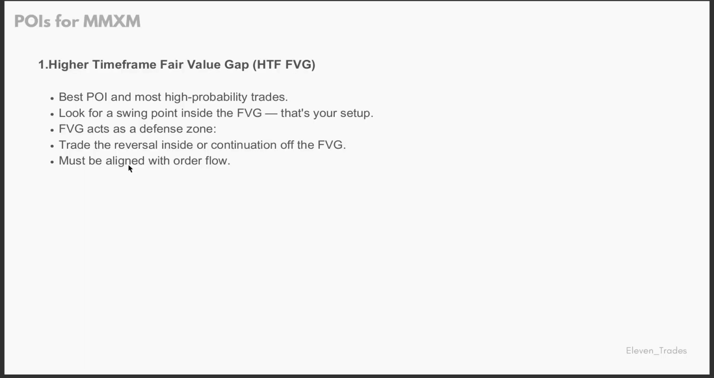Now the points of interest for the market maker models. The first one is the high time frame fair value gap. This is far more important in the high probable one. You have to wait for a fair value gap within your desired session, within your desired window, after the low of the day and the profile is confirmed, and you have to trade the swing point inside that fair value gap and assess it on the lower time frames.